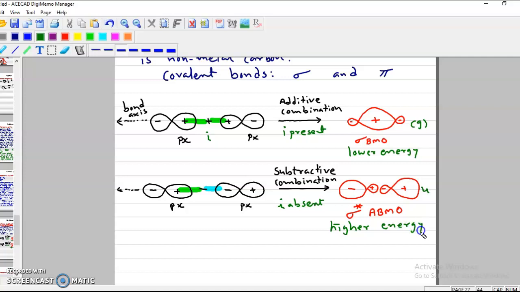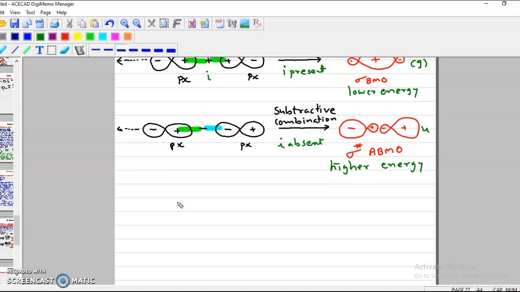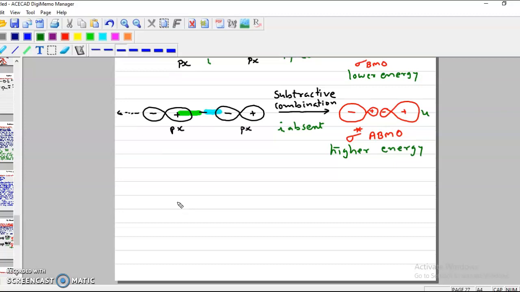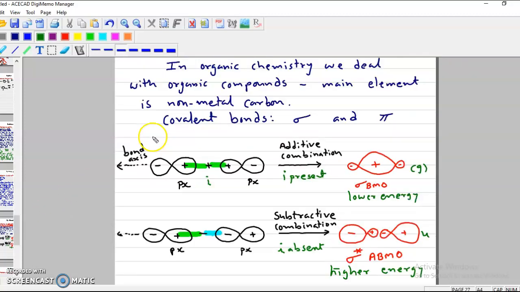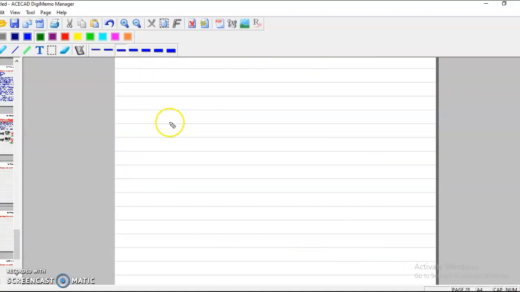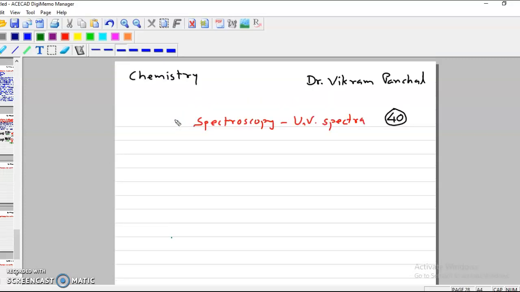So it is said that when two atomic orbitals combine with each other, they form one BMO and one ABMO, and this is the way they form the BMO and ABMO orbitals. Now, the second type of bond is called pi bond. Now see how the pi bond is forming.